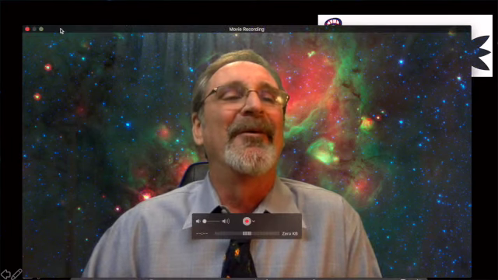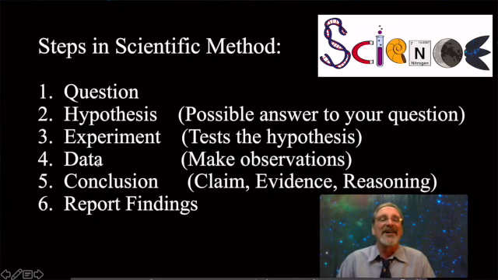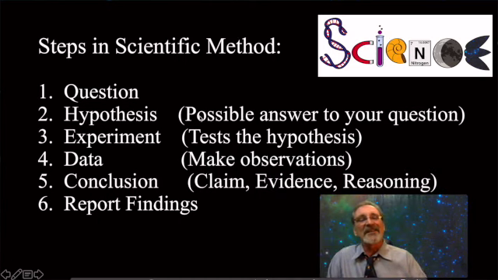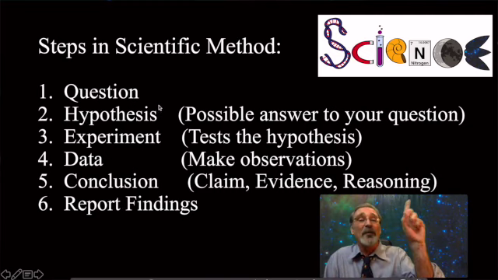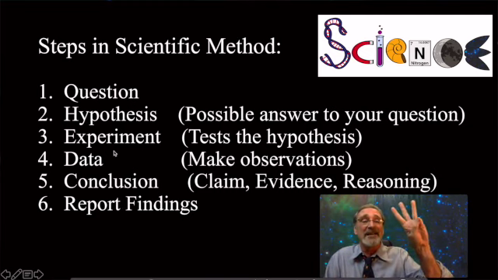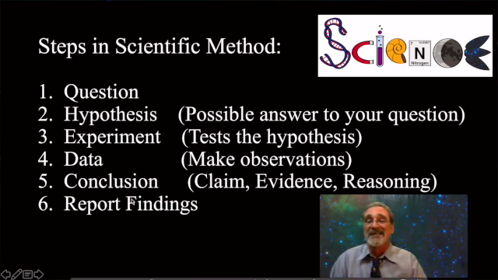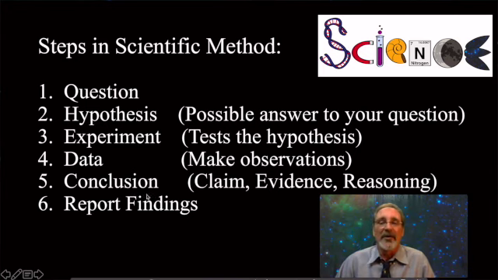So, where we left off, as I'm sure you recall, since it was just a minute or two ago, let me grab hold of my thing here. There it is. Okay. So this is where you left off. Basically, you should have now written down the steps in the scientific method: question, hypothesis, experiment, data, conclusion, and report findings. Now we're going to go on to the whole idea of what are these things?